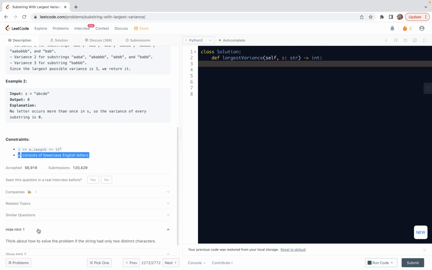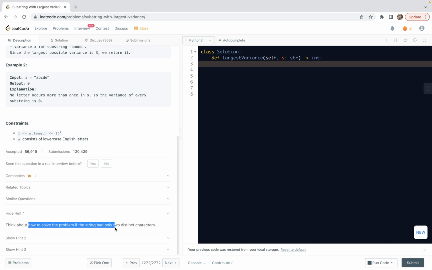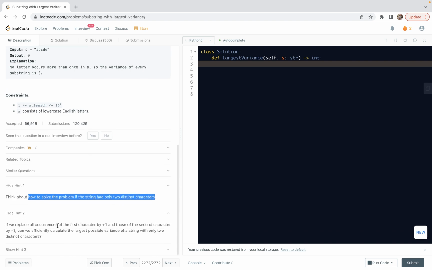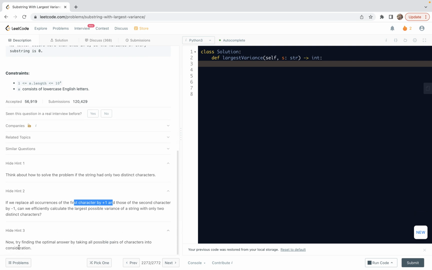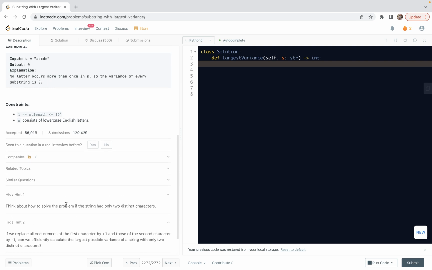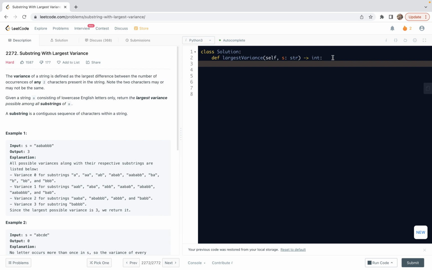This is also the hint. Think about how to solve this problem if the string contains only 2 distinct characters. Assume that there are only 2 characters. We replace one by +1 and the other by -1. Then we just need to find the largest contiguous sum. This is nothing but Kadane's algorithm. Hint 3: try to find the optimum answer by taking all possible pairs of characters into consideration. This is also what we want to do in this problem.